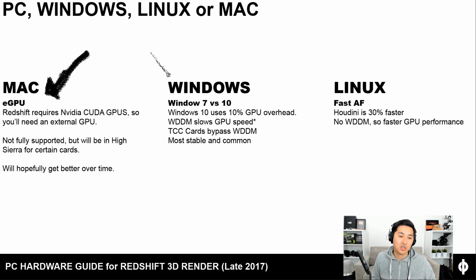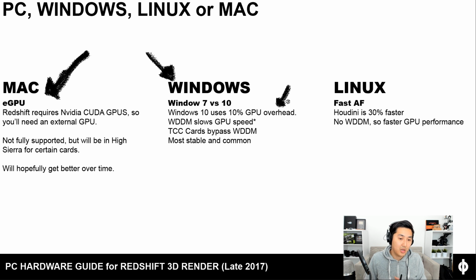Moving on to Windows. There's apparently some debate between Windows 7 and Windows 10. I can't see using Windows 7. I just feel like that's not going to be supported by all the Adobe programs and Cinema 4D eventually or something like that. So I'm just using Windows 10, but apparently Windows 10 uses 10% of the GPU. It just has that much overhead reserved so it doesn't crash or something like that.